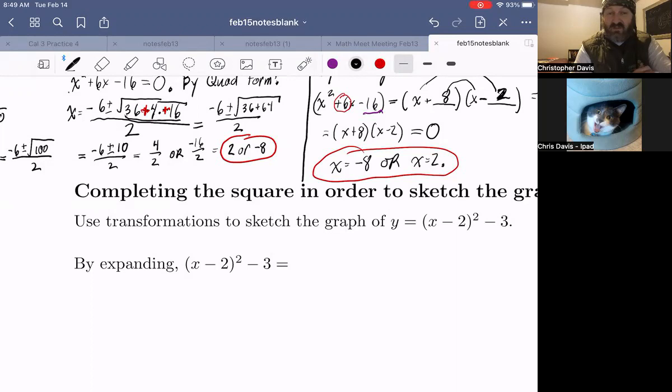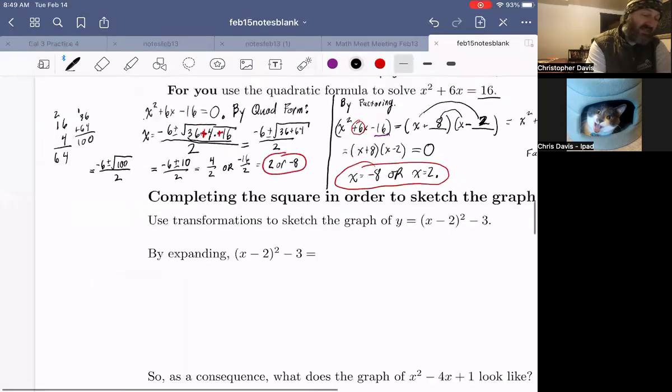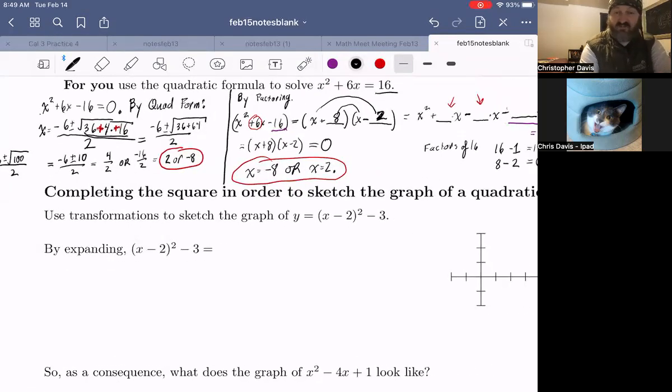So let's talk about completing the square, and let's start by graphing a function. It's going to be a function that we know how to graph. Let's graph the function y equals (x minus 2) squared plus 3. And we know exactly how this graph should look. It's graphing by transformations, right?